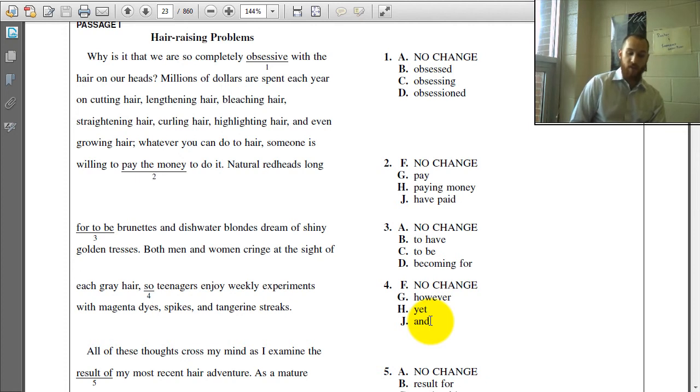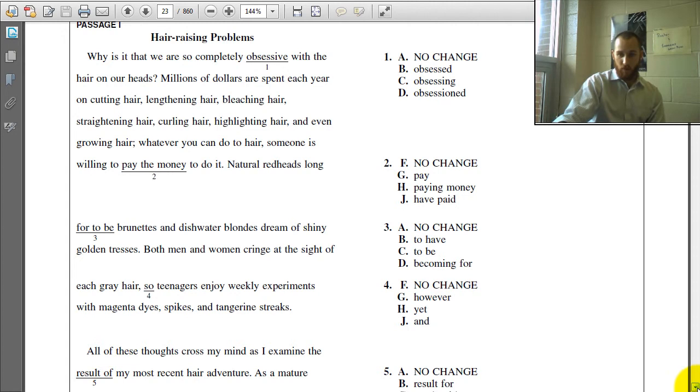Answer choice G, however, requires punctuation to fit in the sentence, normally between commas. Answer choice F implies that teenagers enjoy experimenting with hair as a result of men and women cringing at the sight of gray hair. So basically what it's saying for answer choice F is that if you see me with gray hair, all of a sudden it drives you crazy and you're like, oh my gosh, I have to get a mohawk now because he has gray hair. Answer choices G and H imply that the two phrases negate each other.